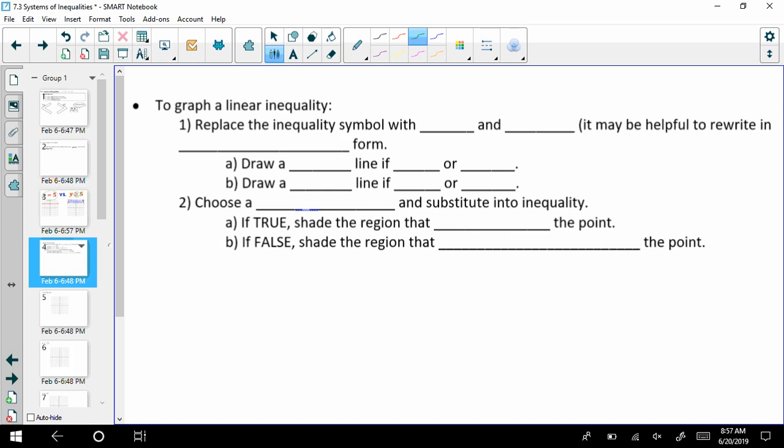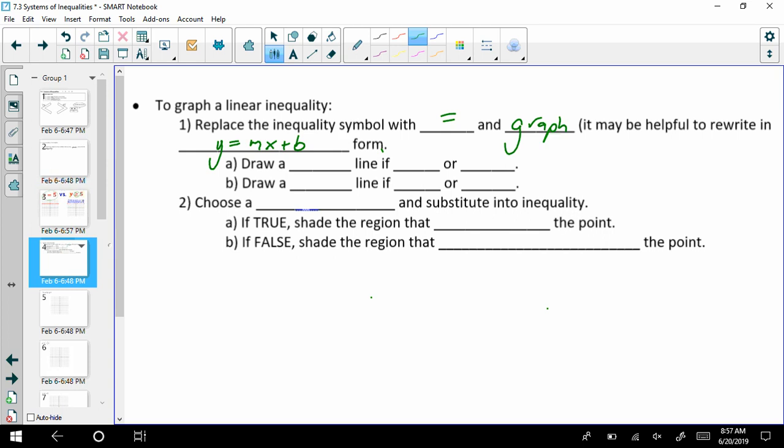So there are some steps that we can follow when we graph inequalities. When you're graphing, you can think of it as replace the inequality symbol with equals and just graph. So think of it as we're just graphing an equation. Don't let the inequality symbol throw you off when it comes to graphing it. And if you're dealing with a line, it might be helpful to write it in slope-intercept form. Remember, that was mx plus b, because then it's really easy to graph.